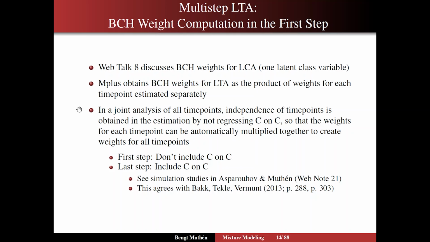We can do a joint analysis of all time points and obtain a separation of the time points in the estimation by not regressing C on C, that is C2 on C1 in this case. Because then the weights for each time point are automatically multiplied together to create weights for all time points. So you do an analysis of time 1 and time 2, U1 through U12, and you get the weights automatically created in the right way if you do not have C2 on C1. So in the first step analysis, you do not include C on C, but in the last step you do.